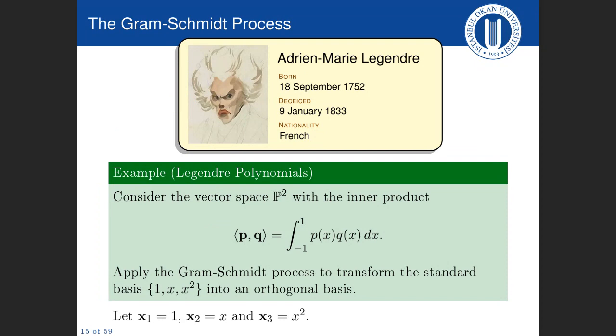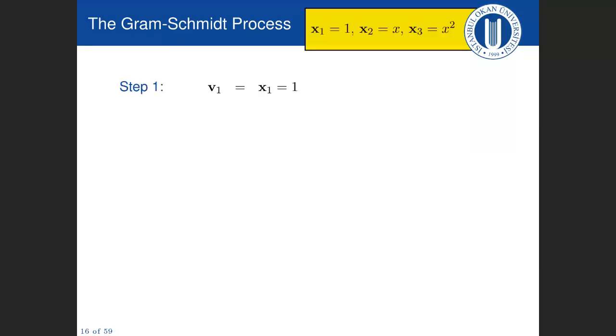Okay, so we're going to start with the vectors, or the polynomials. X1 is 1, X2 is x, and X3 is equal to x squared. And we're going to use the Gram-Schmidt process. Step 1, that's the easy one. V1 is equal to X1, which is just the number 1.